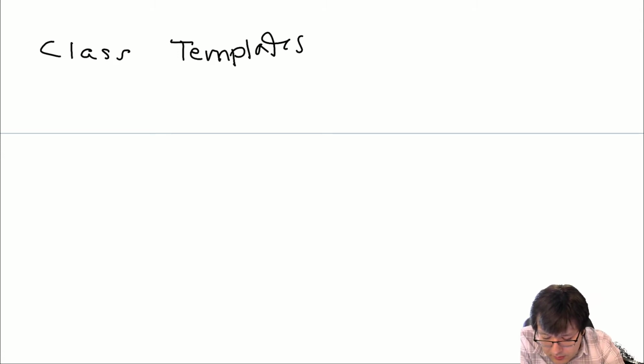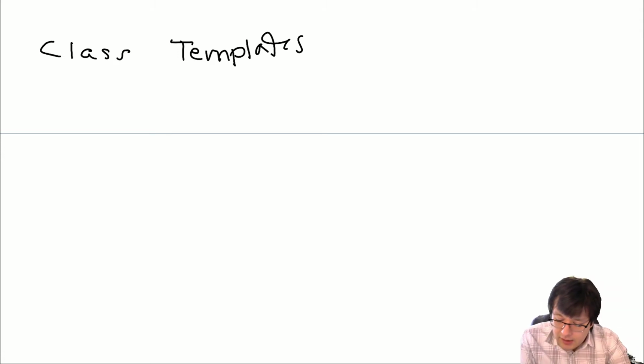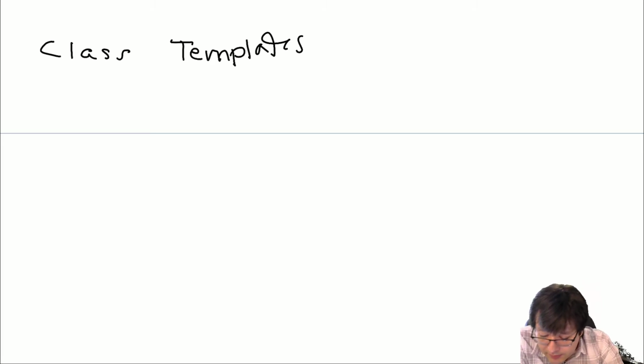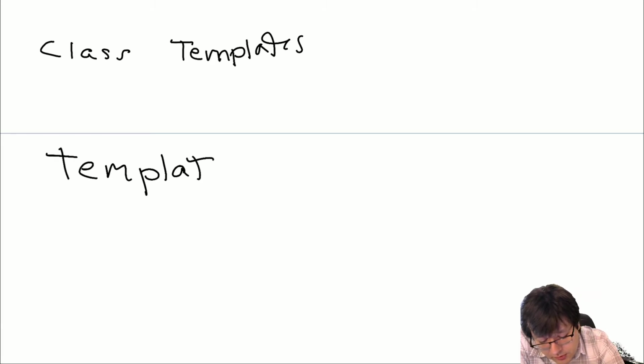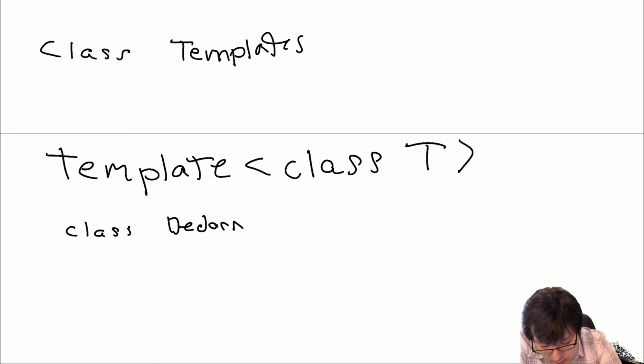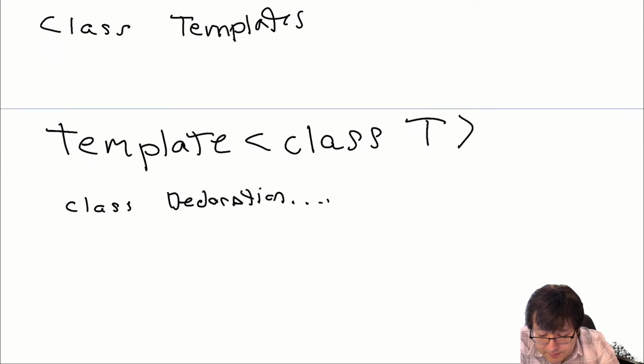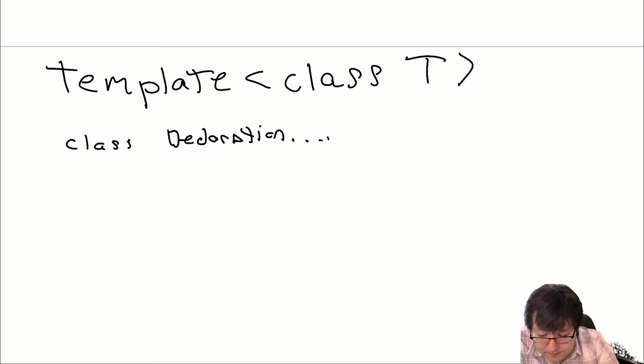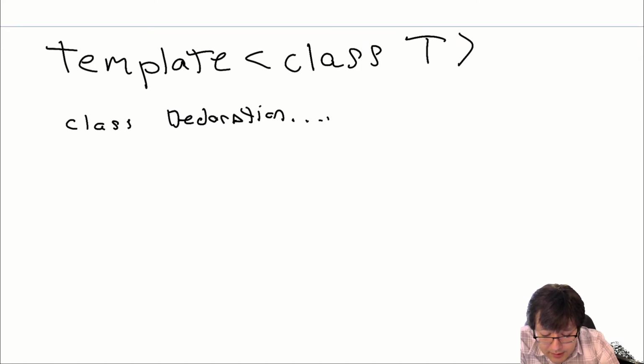Okay, so let me go ahead and give you the syntax for this. The syntax is almost the same as the function one. So you still write the word template and then class T. We'll stick with class T. And then you just write your class declaration like normal. And that's pretty much it. You're done. So let me go ahead and give you the example with the class A that we work with.